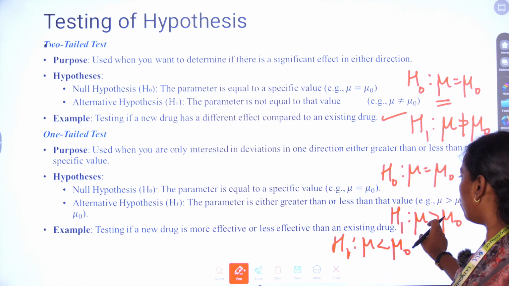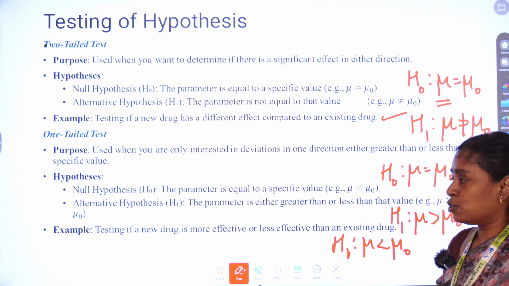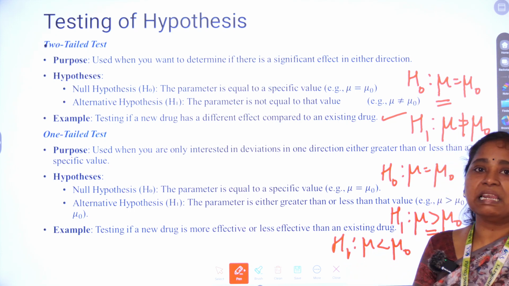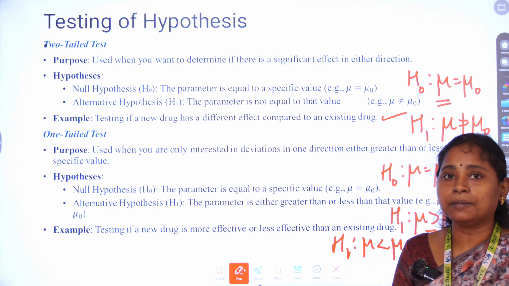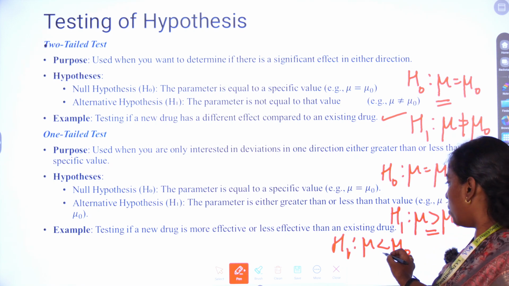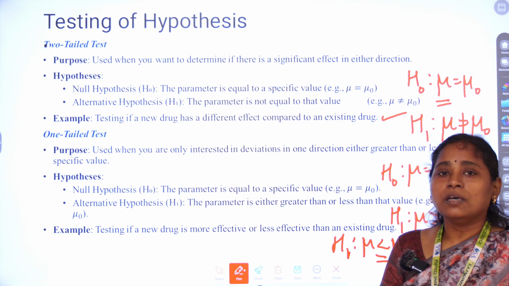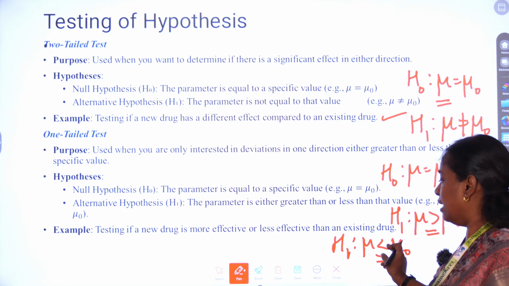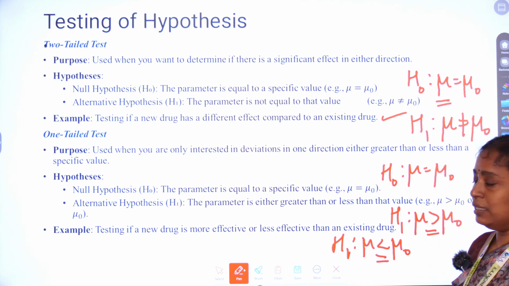So what is the meaning of greater than mu0? It is nothing but a right-tailed test. So when do we use this term greater than? When you are talking about maximum, superior, higher, we go for right-tailed test. When you talk about inferior, minimum, all these terms, lower, we go for left-tailed test. So this is known as left-tailed test and this is known as right-tailed test.